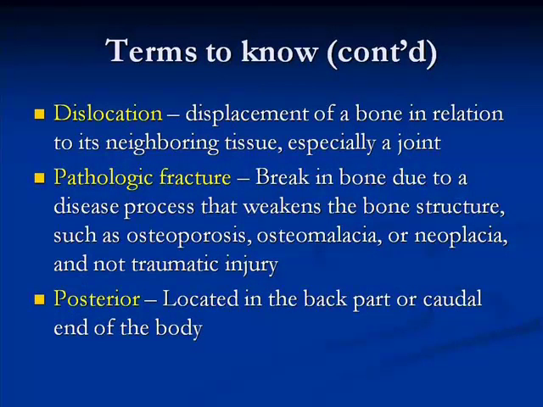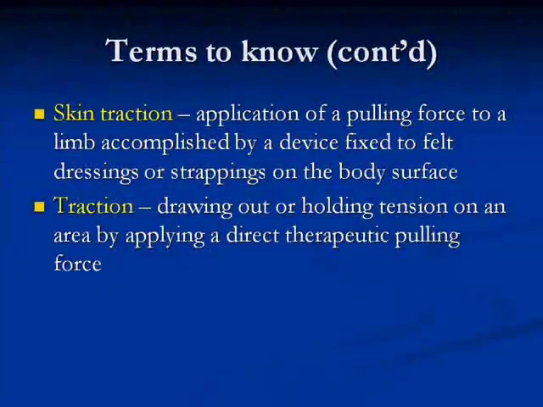Pathological dislocation, displacement of a bone or joint caused by a disease process such as infection, lesion, or muscle weakness and not traumatic injury. Posterior, located in the back part or caudal end of the body. Skin traction, application of a pulling force to a limb accomplished by a device fixed to a felt dressing or straps on the body surface. Traction, drawing out or holding tension on an area by applying direct therapeutic pulling force. Your codes: 27250 and 27252.